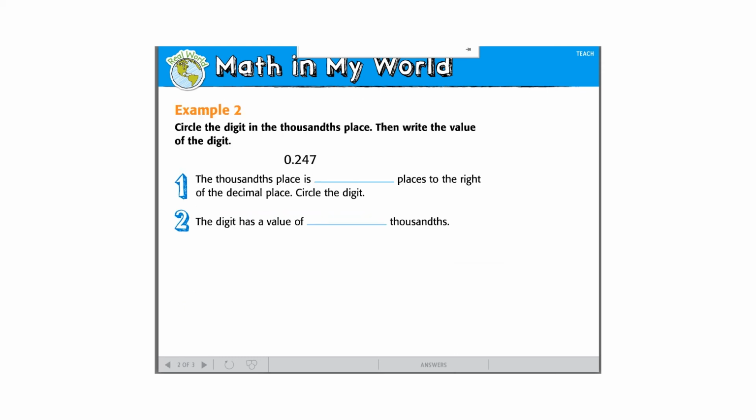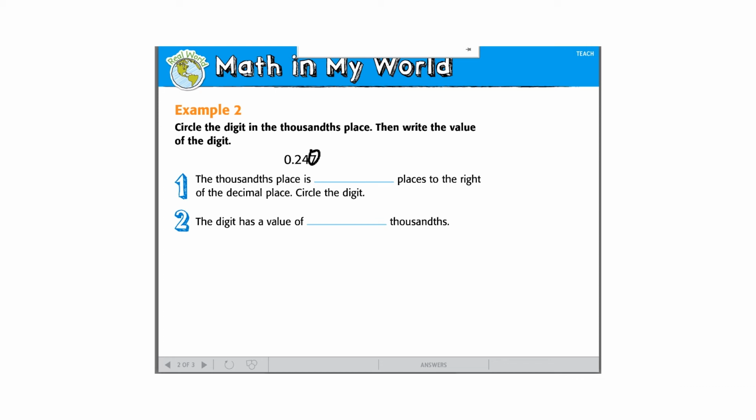Example number 2. It says circle the digit that's in the thousandths place and then write the value of the digit. So what digit's in the thousandths place? The number is 247 thousandths. Raise your hand if you know which digit is in the thousandths place. Angelina? 7. 7. So we're going to circle the number 7.